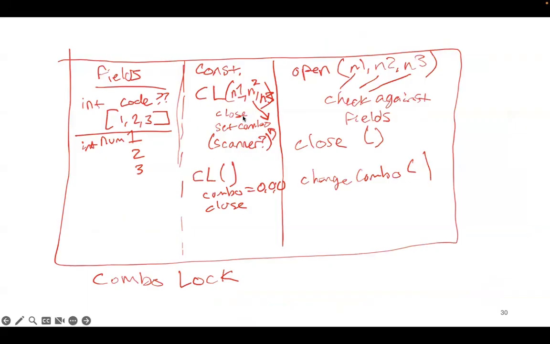In the constructor, we can take in as parameters those integers, or maybe we just use a scanner. That's also an option. And for our zero parameter constructor, we have 0, 0, 0. And then in our open method, we want to check it against the numbers that we get. And then close and change combo we didn't quite get to.